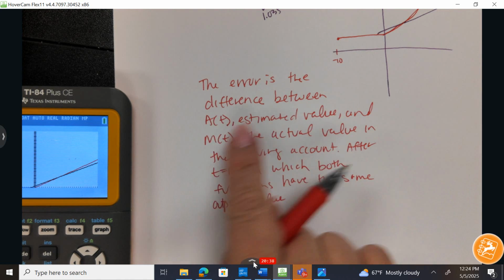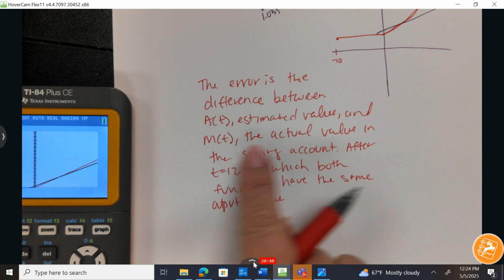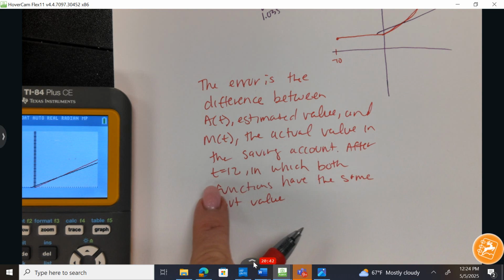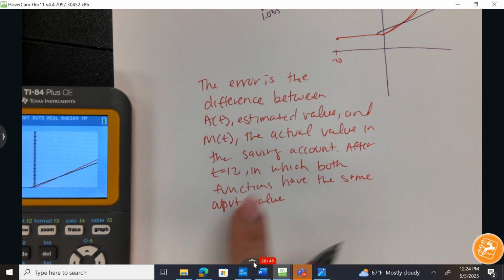The error is the difference between the estimated value and the actual value in the savings account. After t equals 12, in which both functions have the same output value.